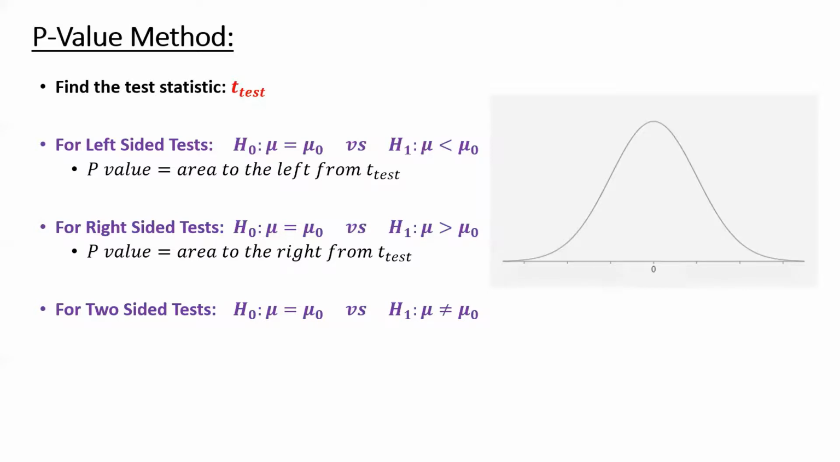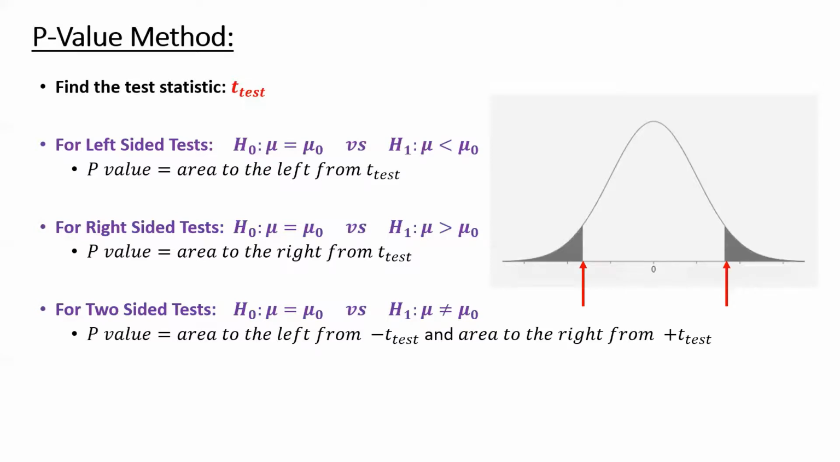That means if the test statistic is positive, we will also need the negative value of the test statistic and vice versa. Let's say, for example, the test statistic is positive as shown. We will then need its negative value as well. The p-value will be the summation of the two areas shown.